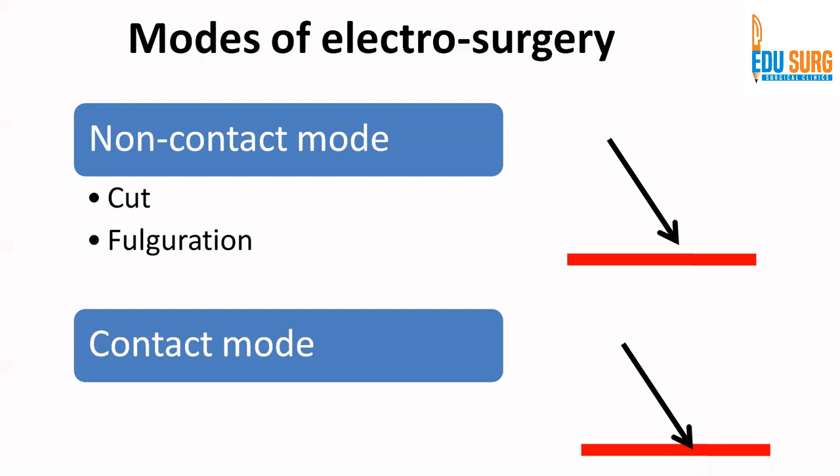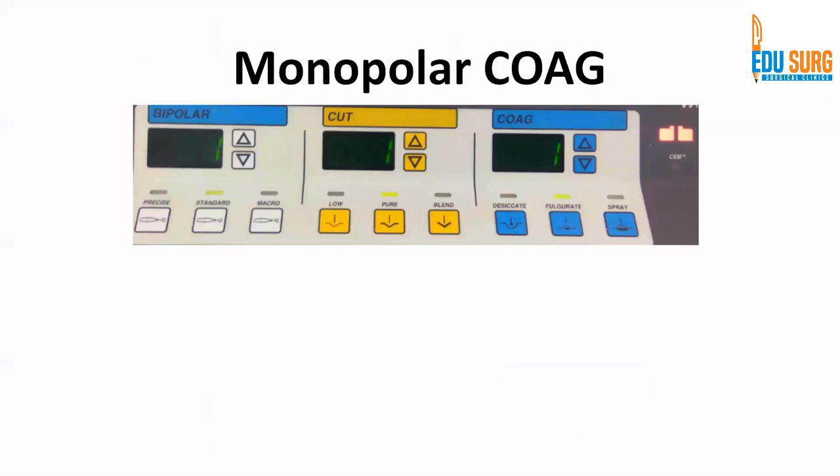You can see the black arrow touching the tissue in the second image. This is the mode that is to be used for coagulation and desiccation. I would again like to highlight that these modes are for monopolar cautery. The bipolar has only one setting, that is standard, right? So revising our machine again, like I said, for the bipolar we use standard.